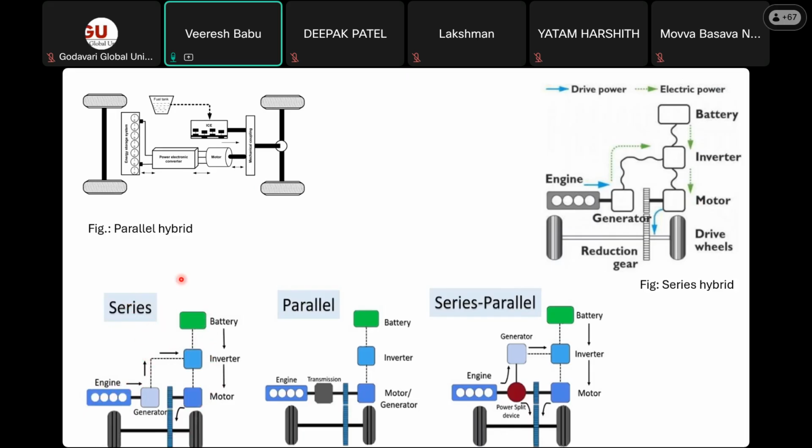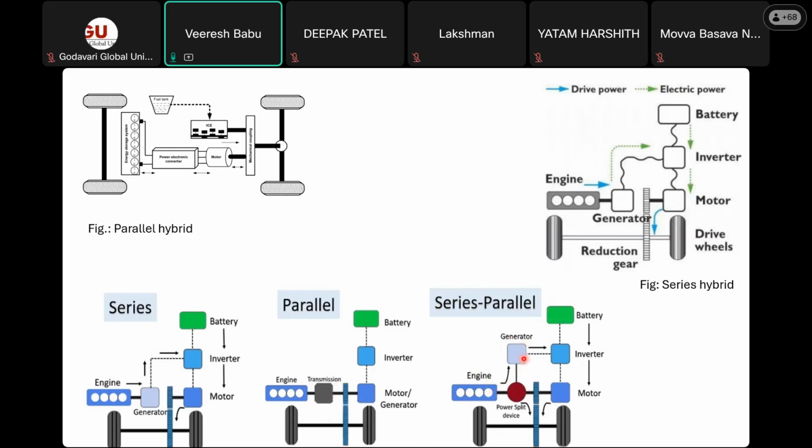This is very, very important. Okay, now if you go to the parallel hybrid electric drive, it can use the engine power as well as battery power to run the vehicle. Okay, and then series parallel. This is a combination of both, right? This is a combination. It means what it is.